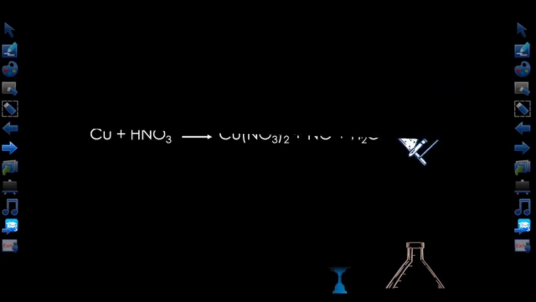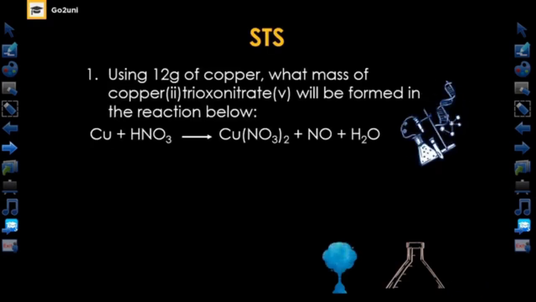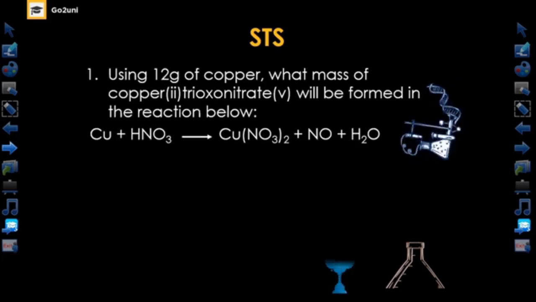You have to ask yourself first if it is balanced. If it is not balanced, you have to balance it. But if it is balanced, then you proceed. You're provided with 12 grams of copper, and the question says what mass of copper II nitrate will be formed from the reaction. So it is left for you to identify which of the species is copper, which of the species is copper II nitrate, and of course, you also have to decipher which of the species you are most interested in, and then you proceed. That is your STS.